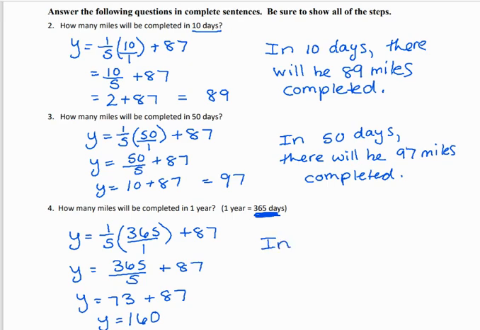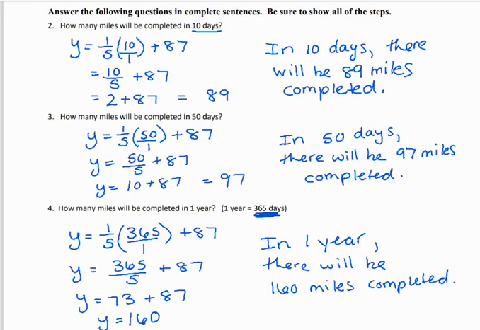So in 1 year, there will be 160 miles completed. Questions? Does that make sense to everybody? Okay, I'll leave that there for a moment.